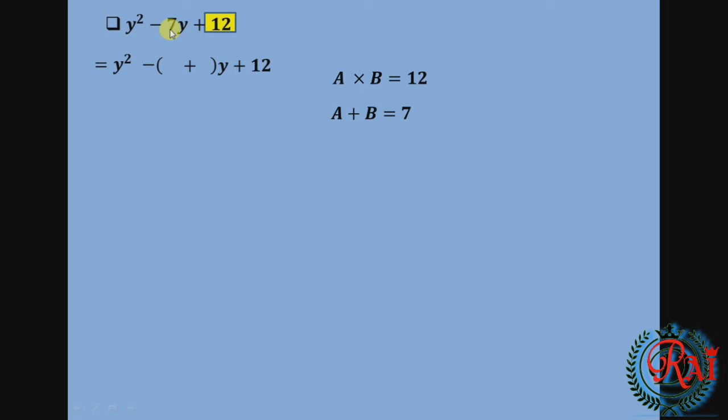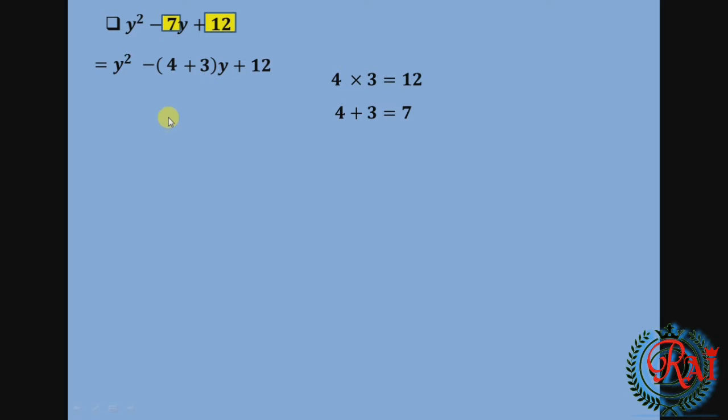So the two numbers are 4 and 3. 4 threes are 12. 4 plus 3 is equal to 7. So the two numbers are 4 and 3.